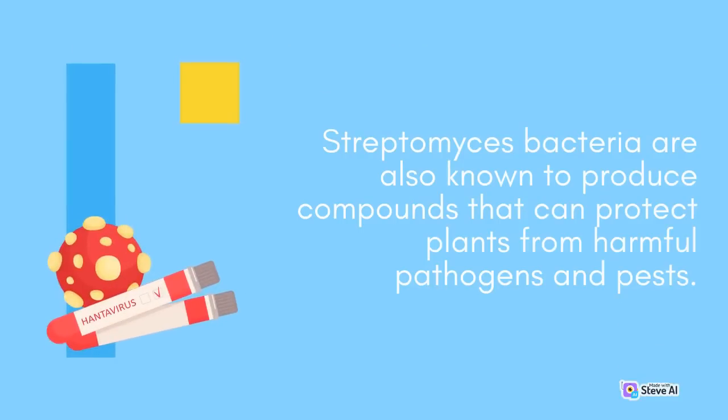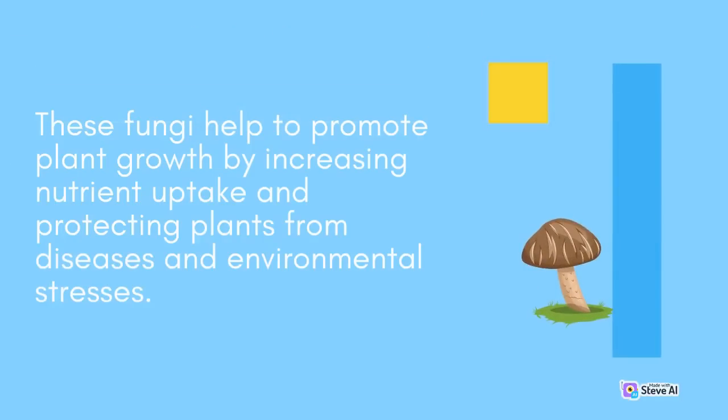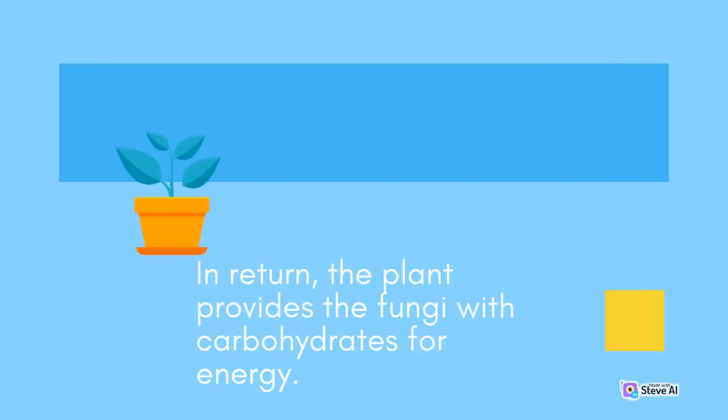Streptomyces bacteria are also known to produce compounds that can protect plants from harmful pathogens and pests. Mycorrhizae. Mycorrhizae are a type of fungi that form symbiotic relationships with plant roots. These fungi help to promote plant growth by increasing nutrient uptake and protecting plants from diseases and environmental stresses. Mycorrhizae fungi form a network of hyphae that extend into the soil, increasing the surface area available for nutrient uptake. In return, the plant provides the fungi with carbohydrates for energy.